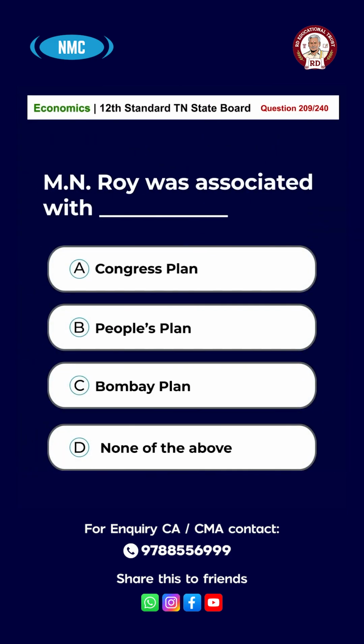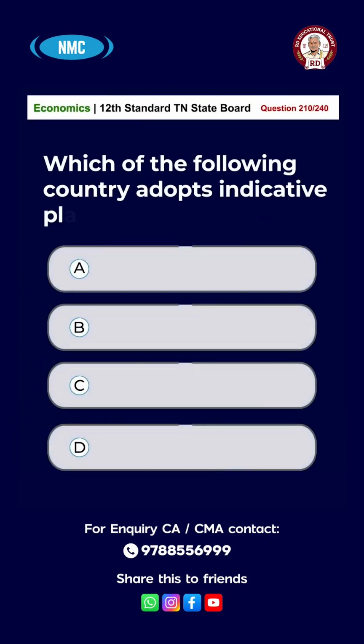Question number 209. M. N. Roy was associated with A. Congress Plan. B. People's Plan. C. Bombay Plan. D. None of the above. The answer is option B. People's Plan.